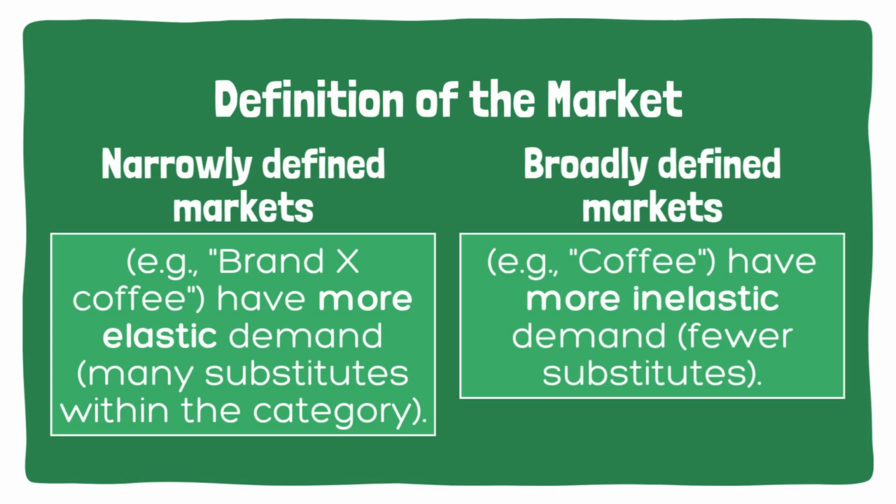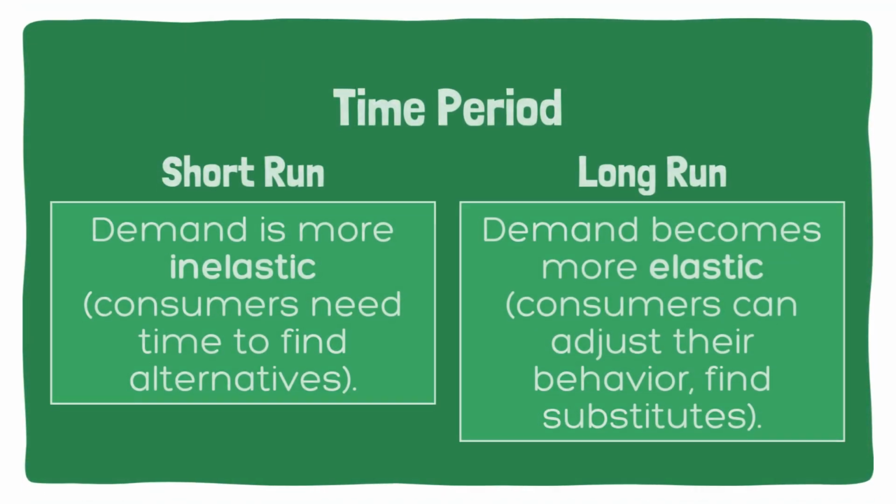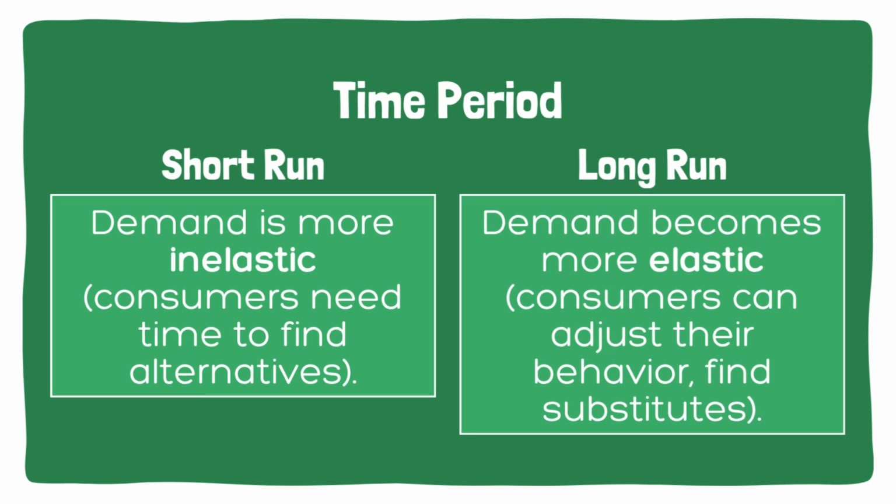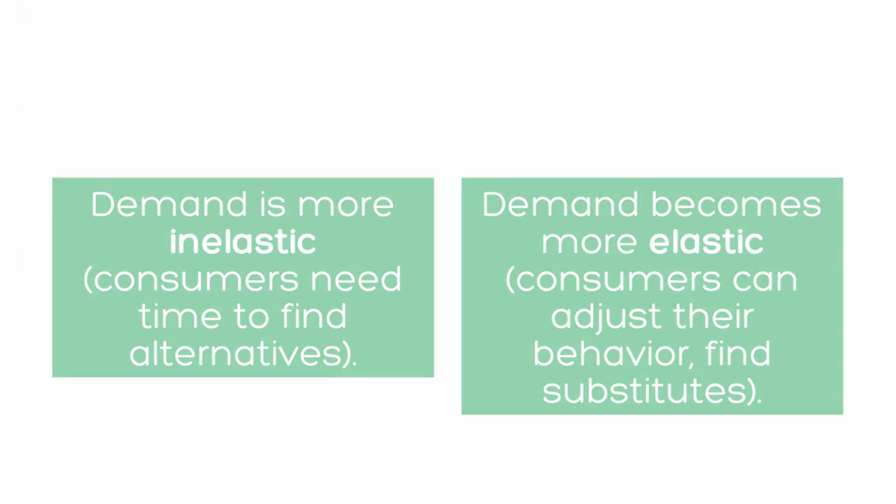The more narrowly a product is defined, the more elastic demand tends to be. For example, demand for one brand of tea is more elastic than for tea in general. Finally, time affects elasticity. In the short term, demand is usually inelastic because consumers need time to adjust, but in the long run, demand becomes more elastic as people find alternatives.